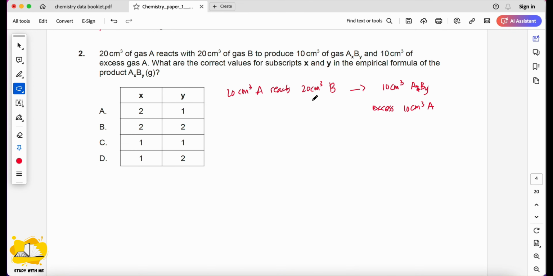Therefore, twice for gas B and half for gas A. So we can say this is 2 moles and this is 1 mole. So the formula will be A1, B2. So the answer is D.